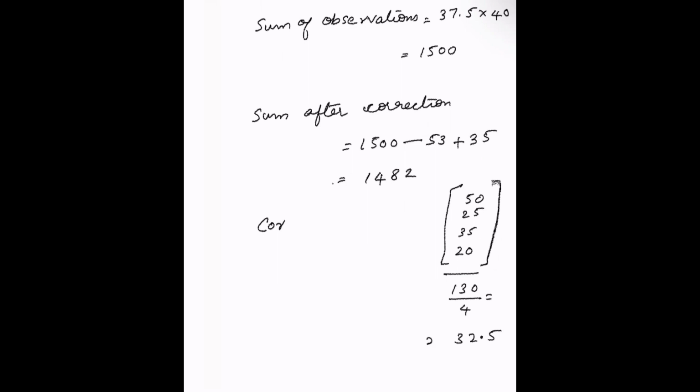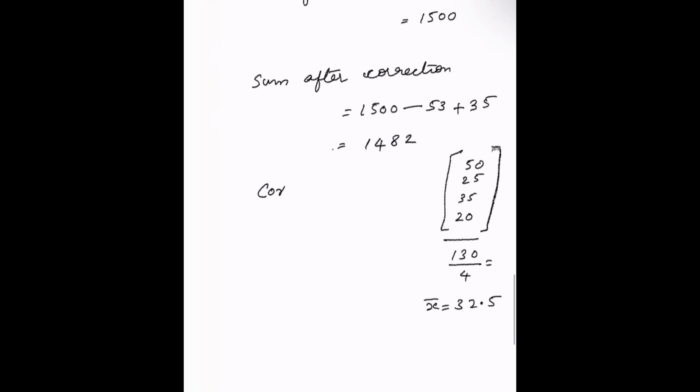32.5, right? So what I'm saying is I found the mean, and at that time I realized that the mean was 32.5. That's when I realize, oh, it should not have been 35, it should have been 25. Instead of 35, it should have been 25. So what should I do? I should remove 35 and add 25 there.